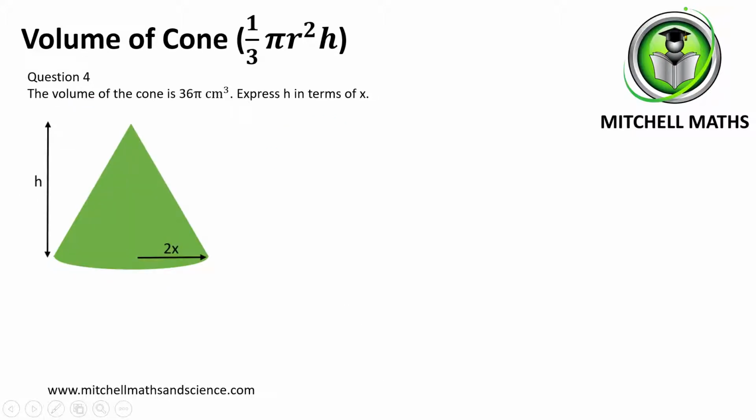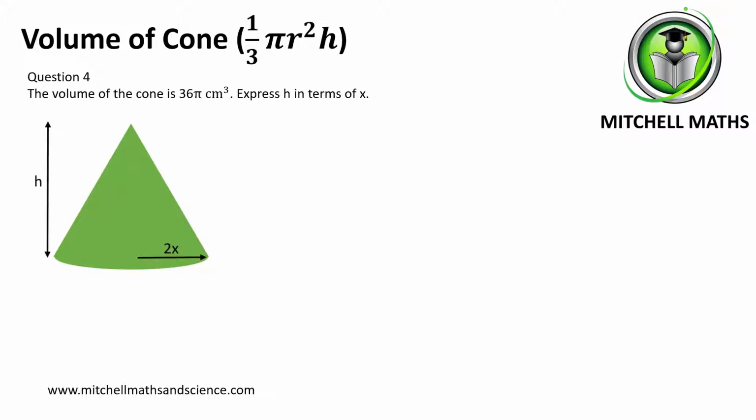Right, so the next one, question 4. The volume of the cone is 36 pi centimetres cubed. Express h in terms of x. So in this question, we don't so much have to find a value as an answer. We just need to write out a formula in a different order.